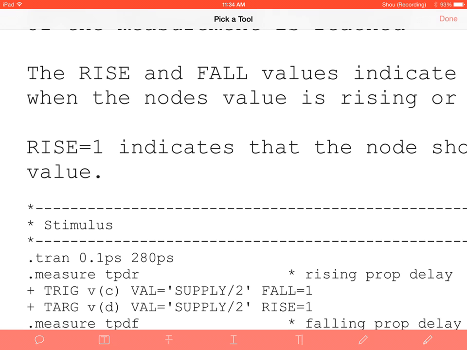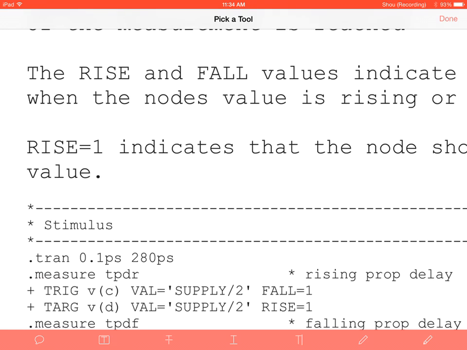Why is Tanner right? You're on the right track. So basically, you're measuring from the fall on the input to the rise on the output. That is our propagation delay fall. So you can just switch these around for C and D.